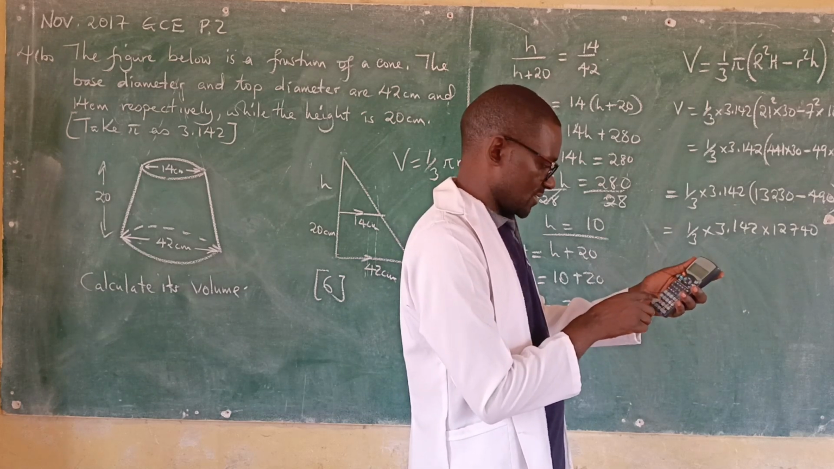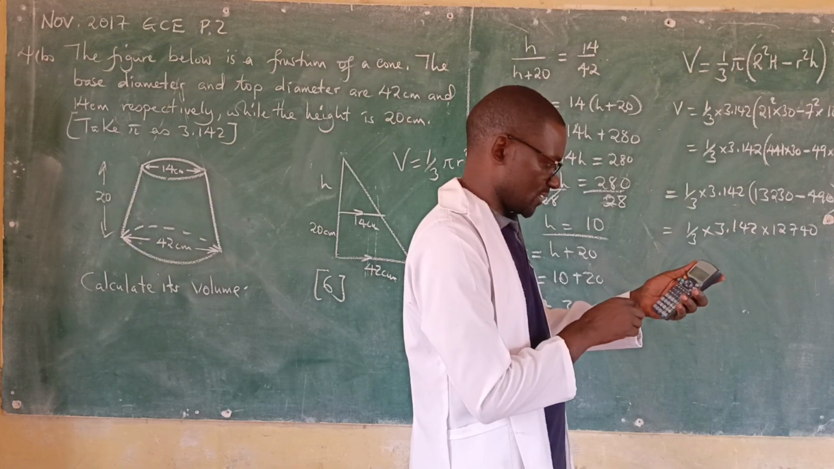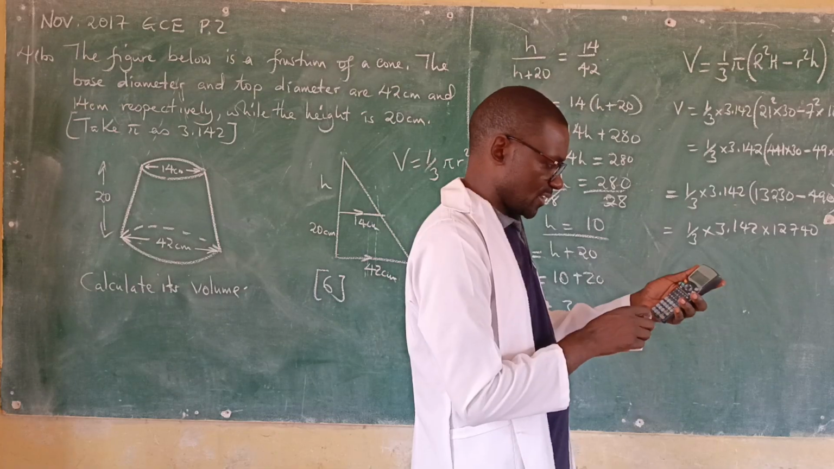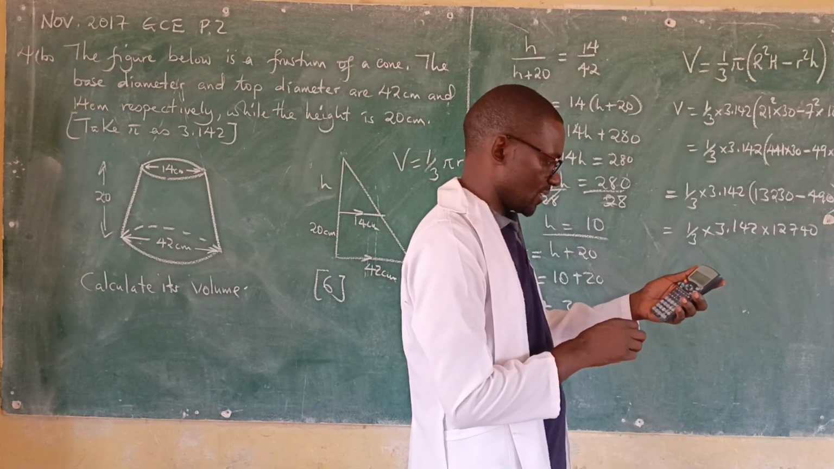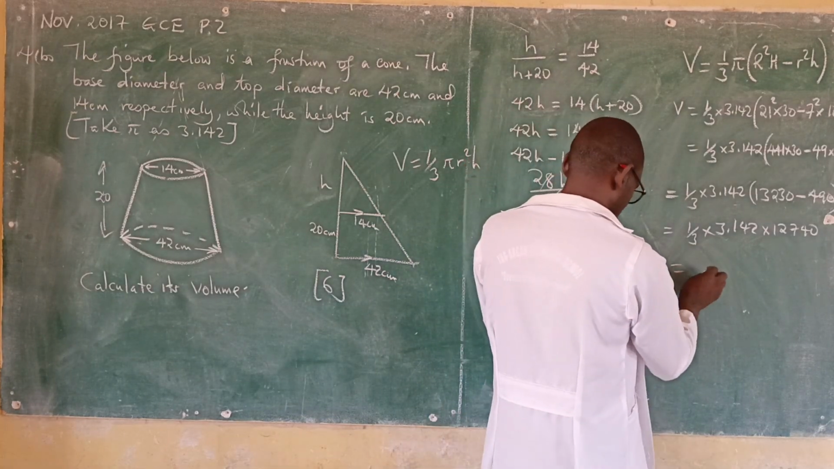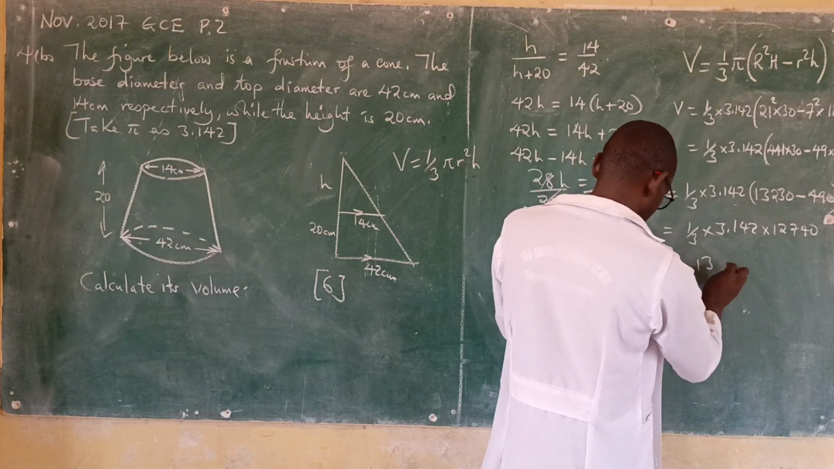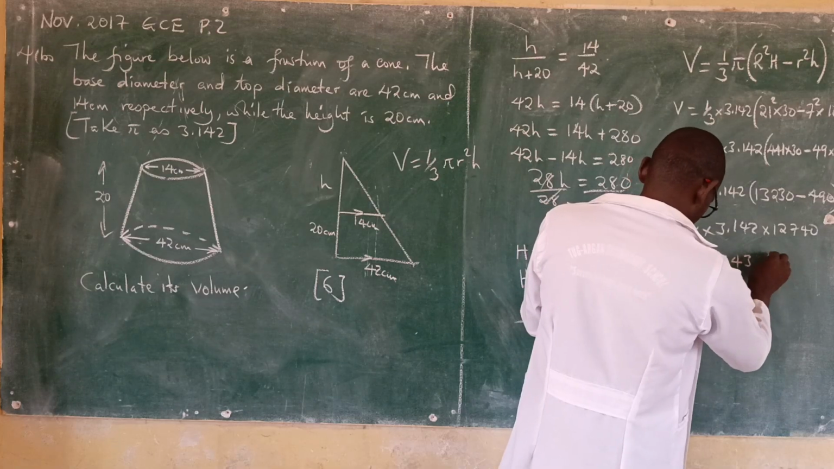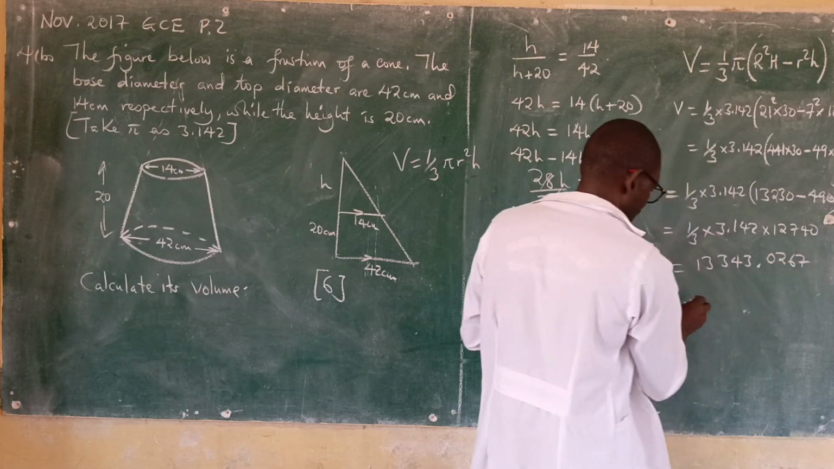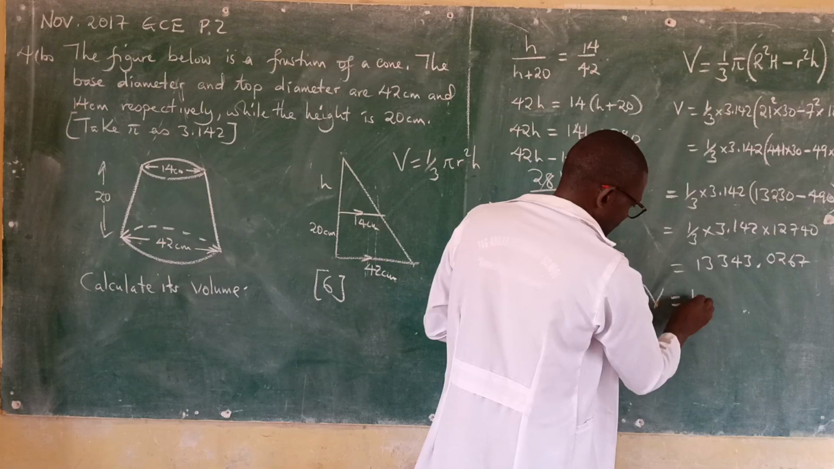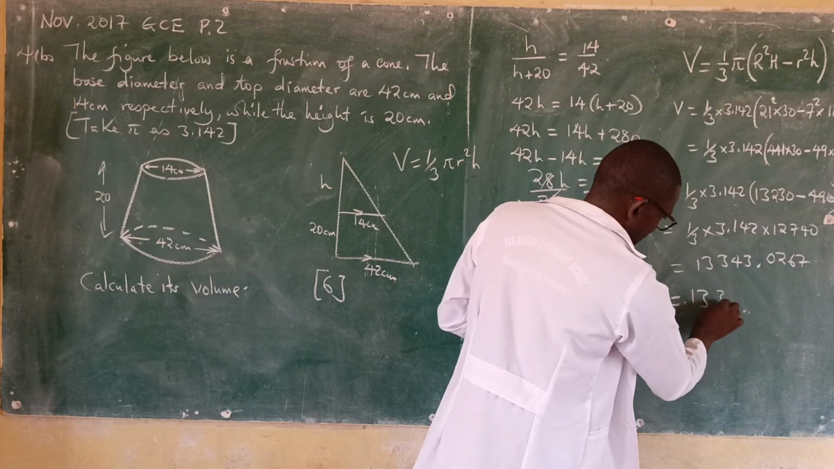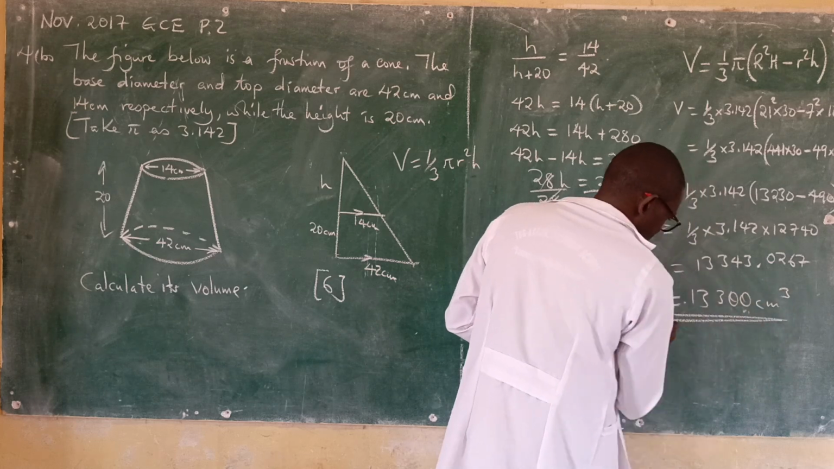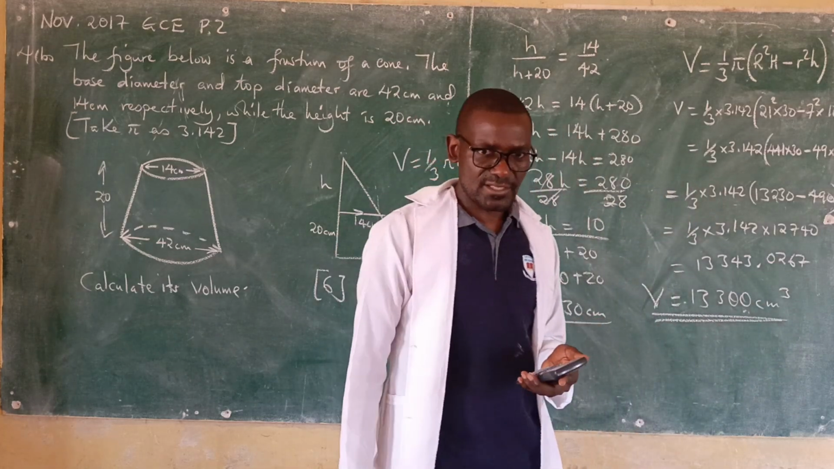So 12,740 times pi, 3.142, and then divide it by 3. It gives us 13,343.0267. So volume of a frustum to 3 significant figures is 13,300 cubic centimeters. So that is the answer.